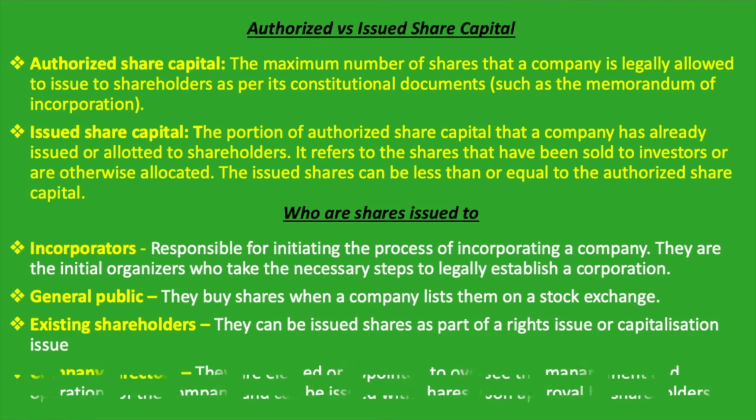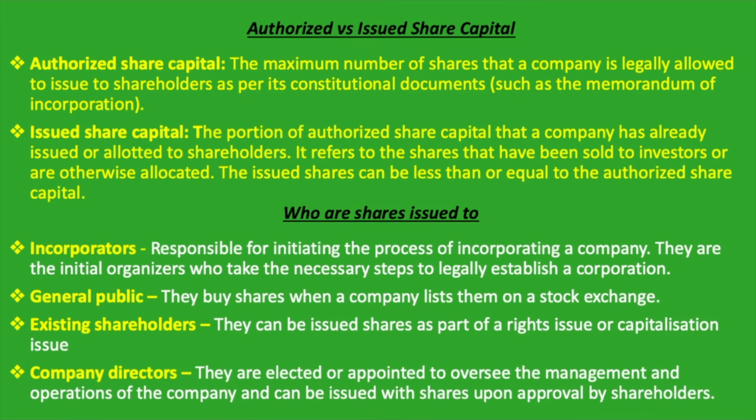Who else can buy shares? Well, company directors or the directors of the company. They are elected or appointed to oversee the management and operations of the company and can be issued with shares upon approval by shareholders. So these are those who are appointed by the shareholders to run the company, and they may be issued with shares. We know that when directors own the shares, they will make sure that the companies operate optimally, because as the company does well, so do they, in terms of their shares being protected and their share prices going up. So these are the individuals or entities who may own shares or who can buy shares in a specific entity.